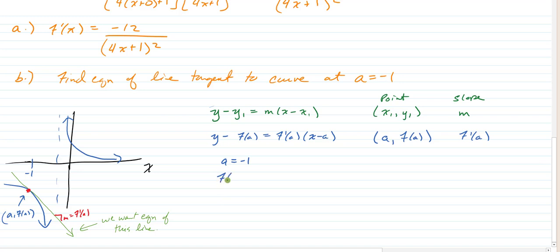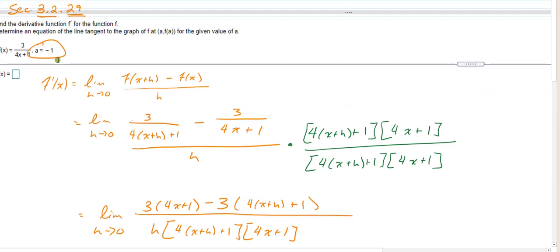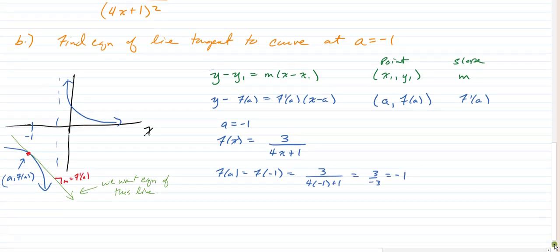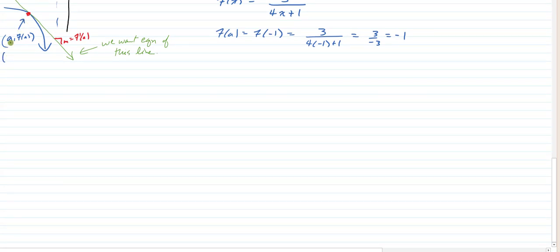We were given that. If we go to compute f of a, we go back to the original function. I believe that was 3 all over 4x minus 1. Let me just double check that, folks. That should be a plus 1. Sorry, that's our function f of x. So if we were to compute f of a, which is the same thing as computing f of -1, this would be 3 all over 4 times -1 plus 1. And that gives us 3 over -3, or -1. And so this point right here, besides being labeled the ordered pair a comma f of a, could be labeled as -1, -1. So there's our point on the curve.